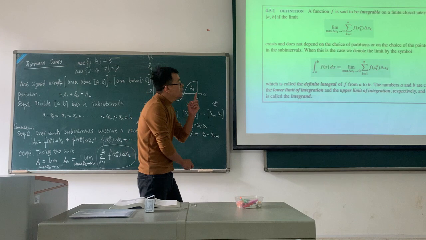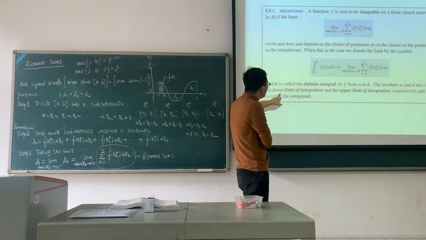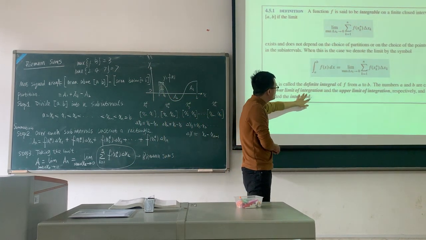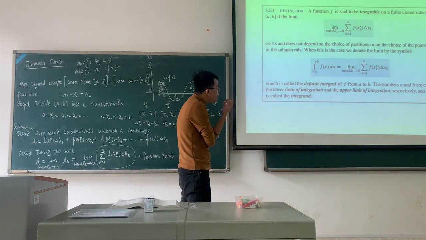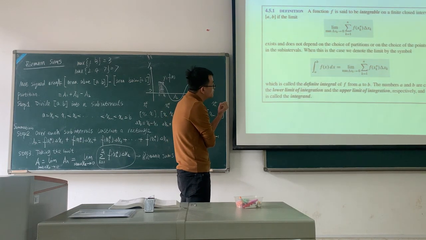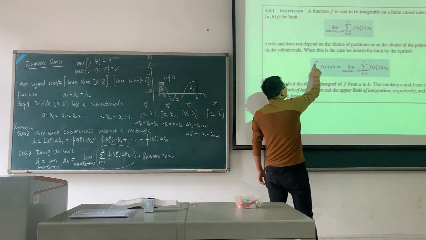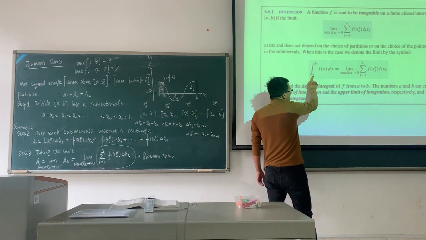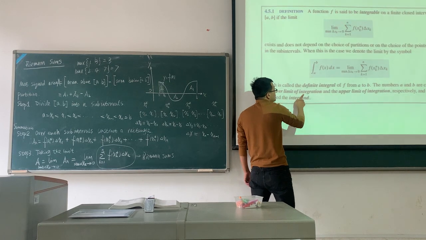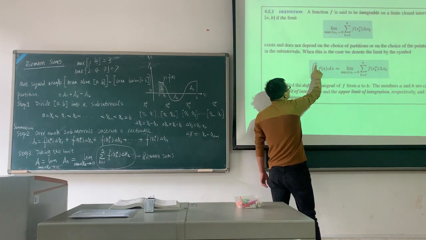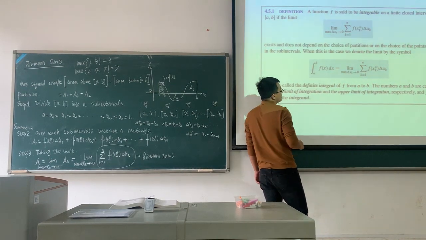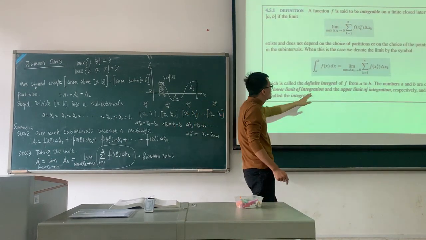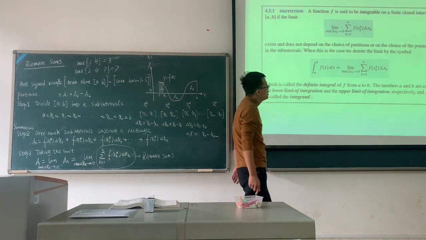The numbers a and b are called the lower limit of the integration and the upper limit of the integration. f(x) is called the integrand. Here this sign is the integral sign. a we call the lower limit of the integration, and b the upper limit of the integration. So f(x) is the integrand.